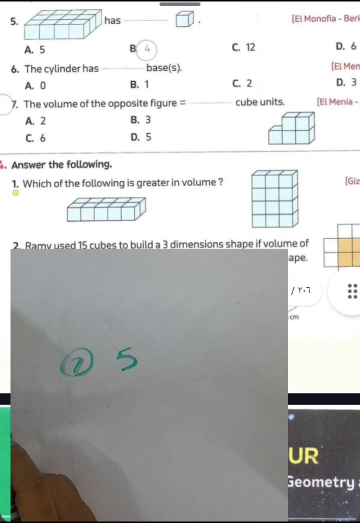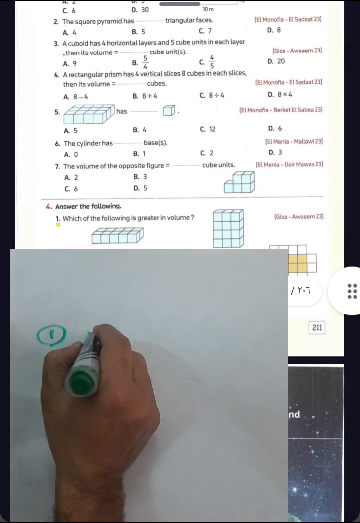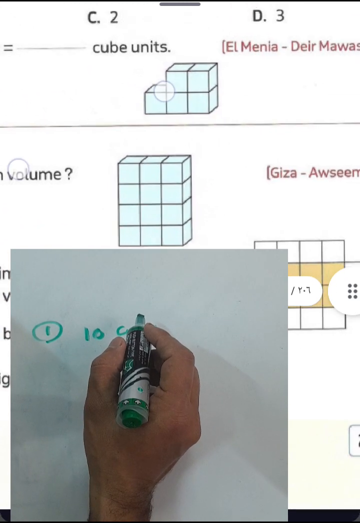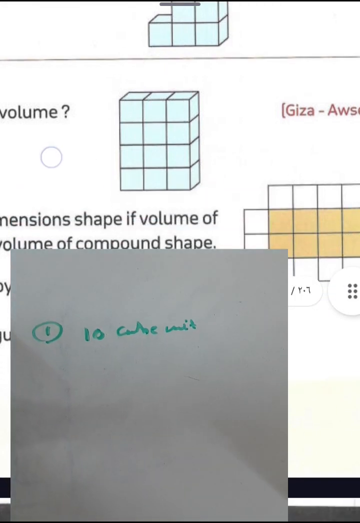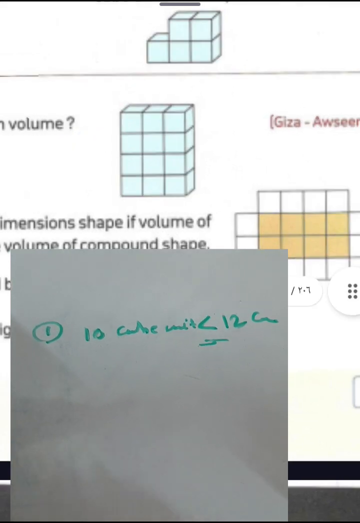Question number 4. Which of the following is greater in volume? We can find the volume of this figure and this figure. Question number 1: we can write length times width times height, or count the cubes. 1, 2, 3, 4, 5, 6, 7, 8, 9, 10. We have 10 cube units. And the second one: 1, 2, 3, 4, 5, 6, 7, 8, 9, 10, 11, 12. Then 10 is less than 12 cube units, so the second will be greater.